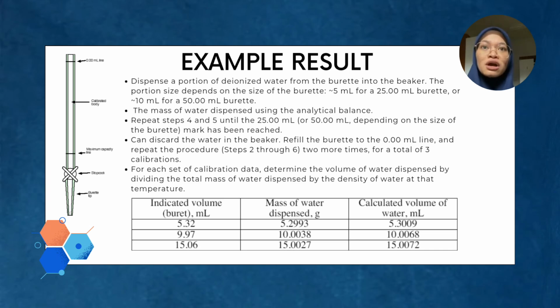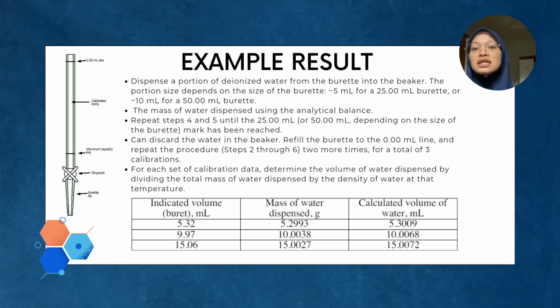And you should not try to dispense exactly the same volume of liquid. For each set of calibration data, you determine the volume of water dispensed by dividing the total mass of water by the density of water at that temperature. When you have finished the calibration, you should have a data set similar to that shown below, for indicated volume for burette in milliliter.